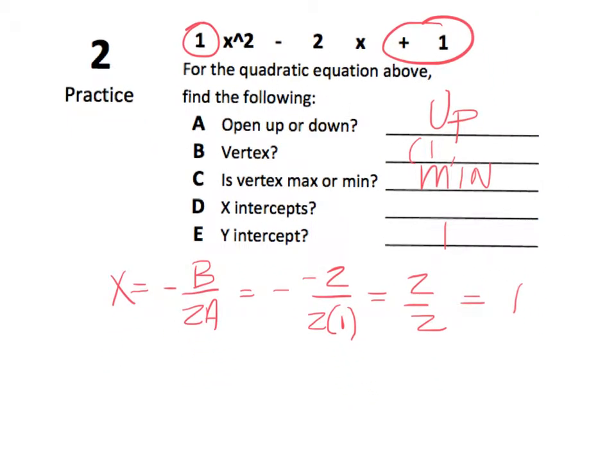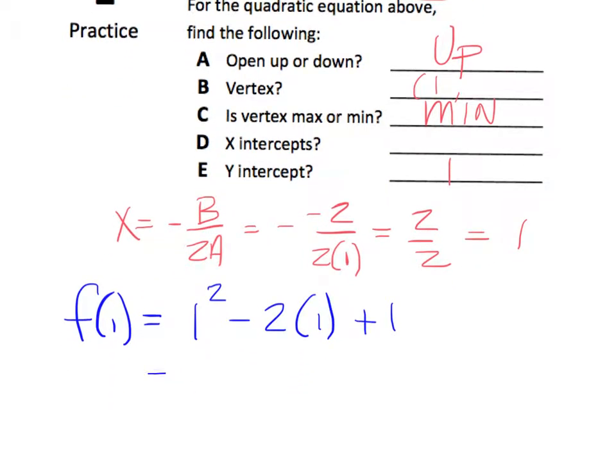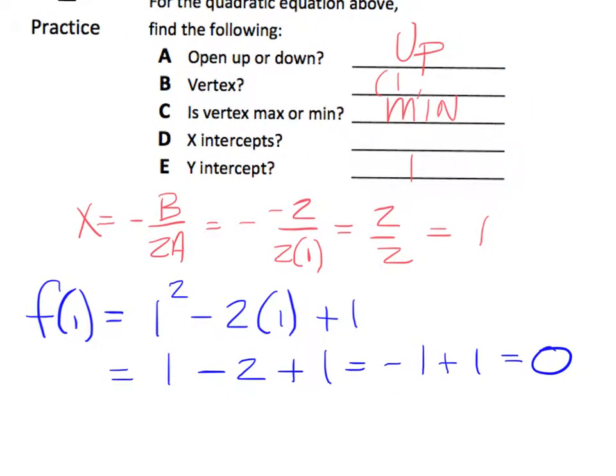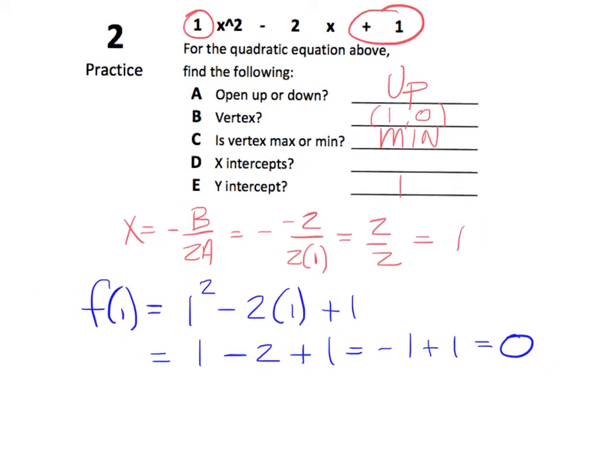And we will dump that 1 in to the function in place of x. So we have 1 squared minus 2 times 1 plus 1. And that is going to be 1 minus 2 plus 1, which is negative 1 plus 1. You come back with a 0. So the last thing to find are the x-intercepts.